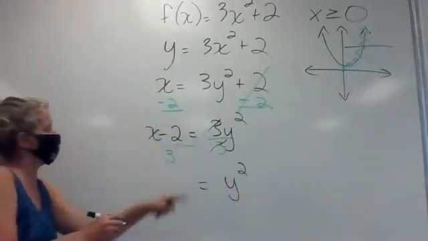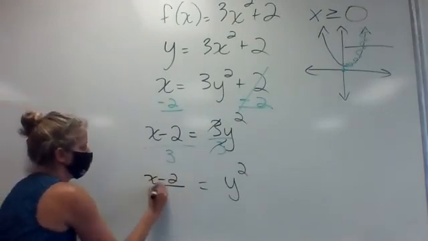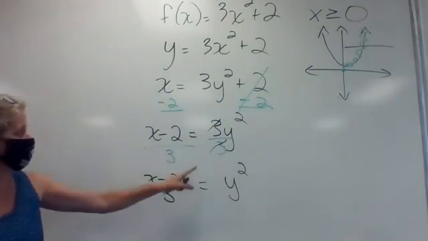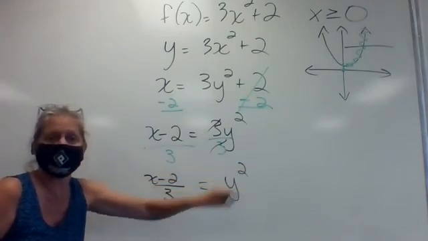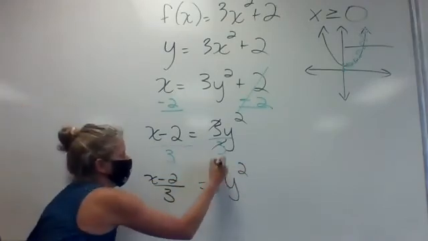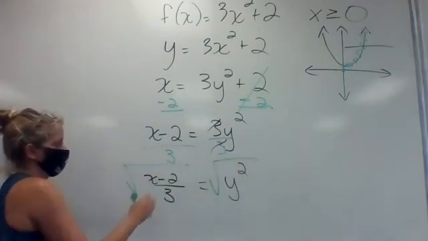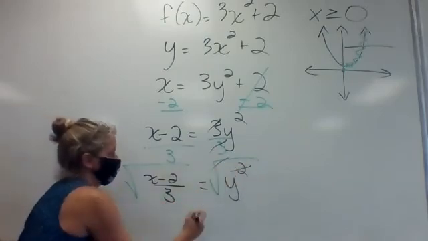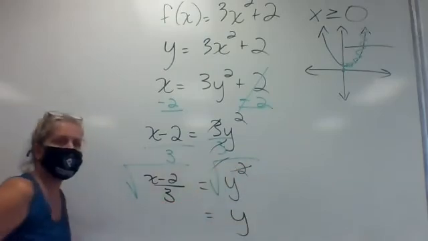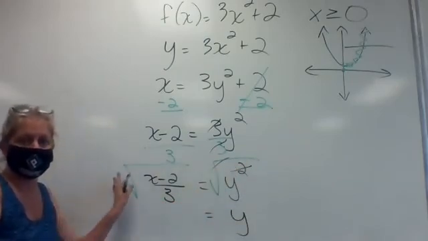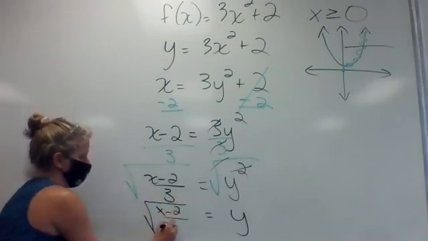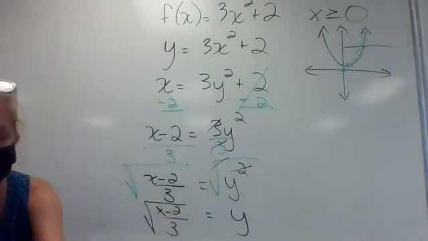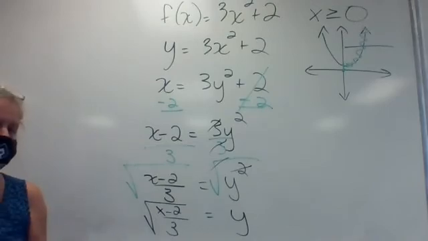So I still have y squared. On the left, I have this weird looking fraction, x minus 2 over 3. So just like the last one, when I had to get rid of the cube root, I did cube root. So to get rid of squared, I'm going to do square root. So it knocks out the squared. There's my y by itself. All this over here is your answer: square root of x minus 2 over 3. Last one.